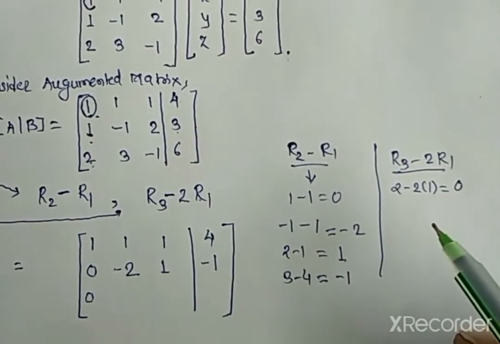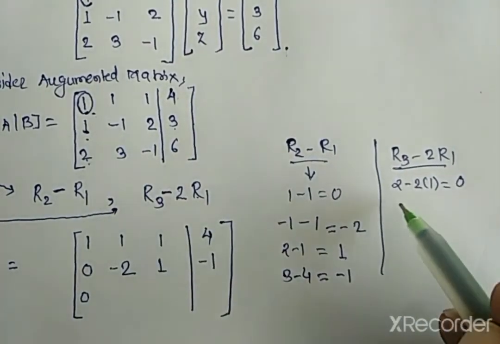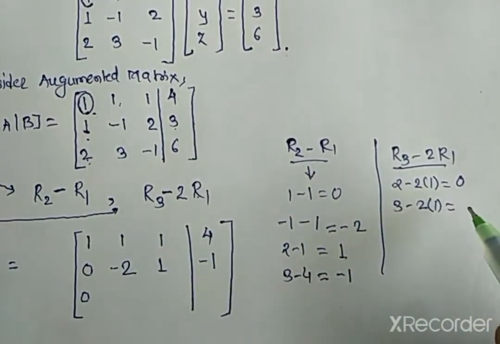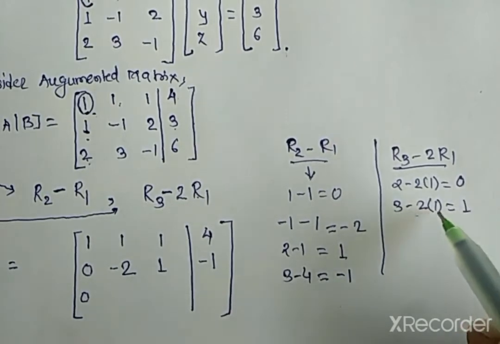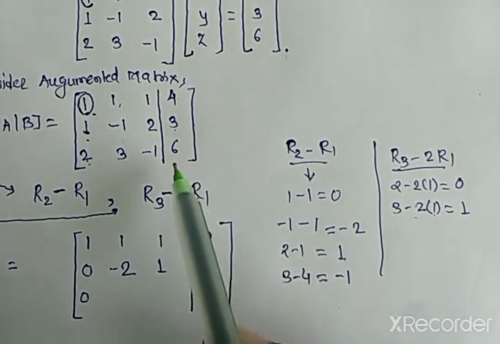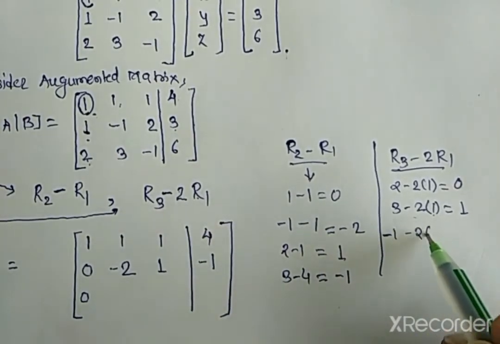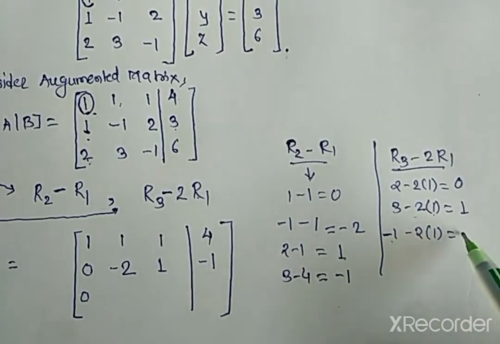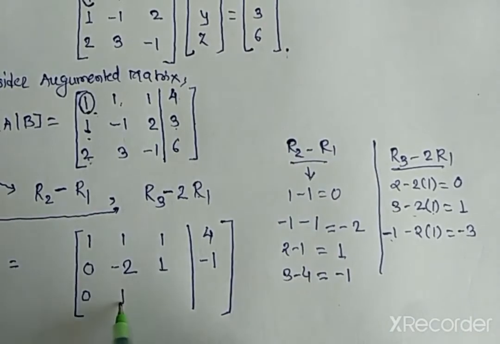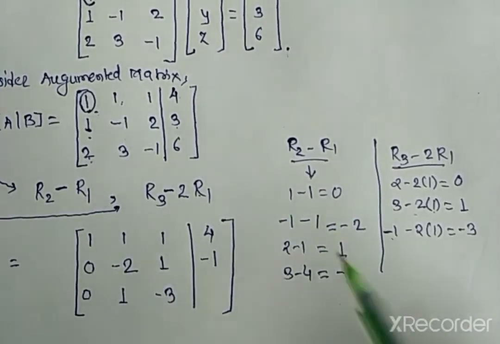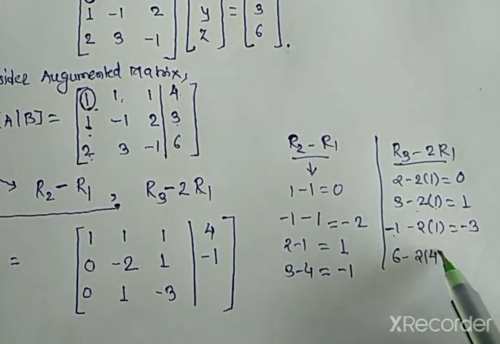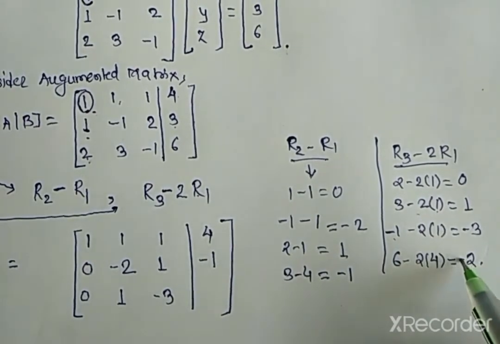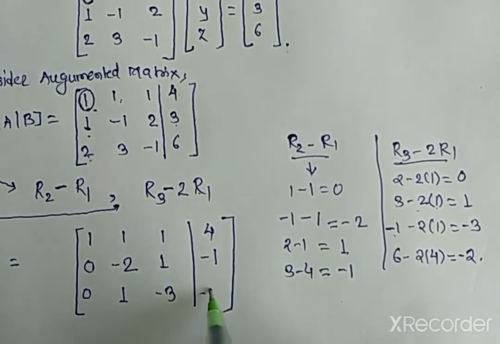Next, it is 3 minus 2 into its position, which is 1. 2 into 1 is equal to 3 minus 2, which will be 1, because 2 ones are 2. Next, it is minus 1 minus 2 into 1, which gives minus 1 minus 2, which is minus 3. So here it is 1, here it is minus 3, and the last position is 6 minus 2 into 4, which gives 6 minus 8, which is minus 2.